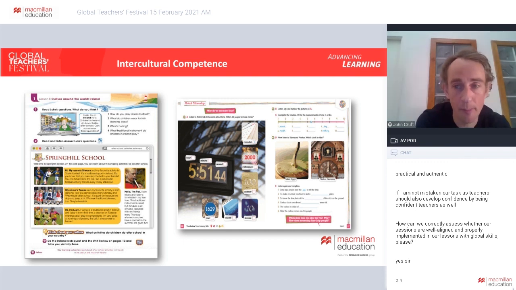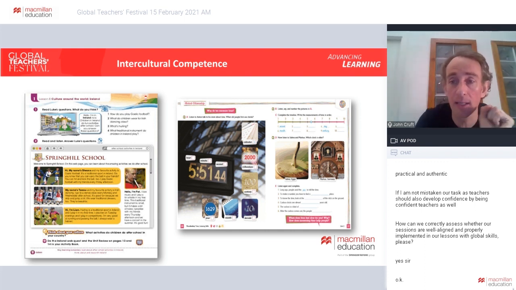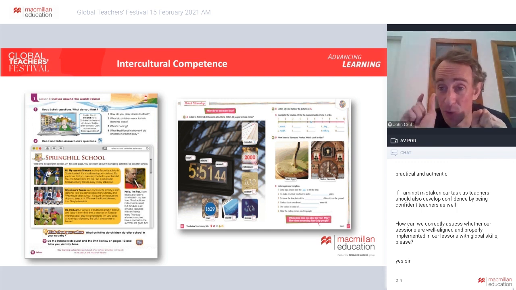So this is an example from two primary courses. On the left, we have Give Me Five, primary course for Macmillan Education, where I love this one. They have cultural lessons about, wait for it, the UK. So they learn all about the UK culture, but they then compare it to their own culture. So that gets them maybe thinking, comparing, contrasting as well, which integrates those kind of critical thinking type skills as well.